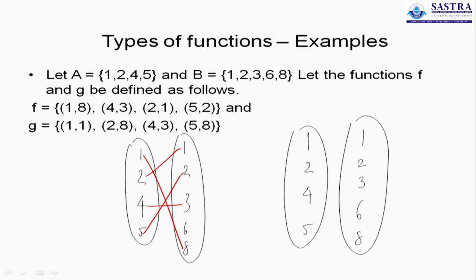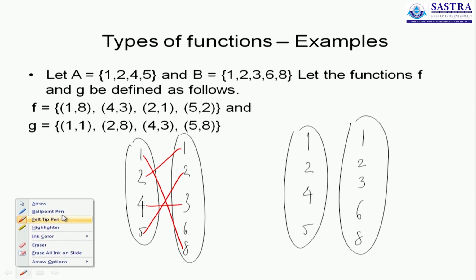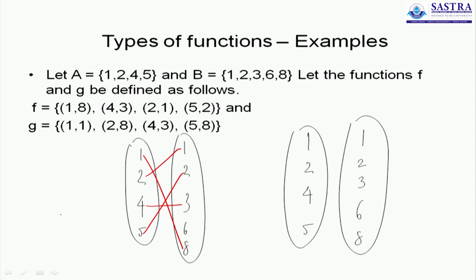Can we call this a 1 to 1 function? It turns out to be yes. Yes, you can in fact call this 1 to 1 because if you write down the images, no image occurs twice. You have only these numbers 1, 2, 3 and 8 getting counted as images, and each of them occurs exactly once. Therefore, f is actually a 1 to 1 function.